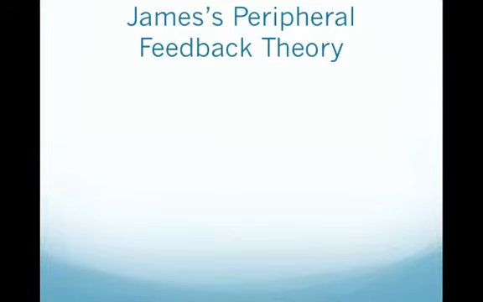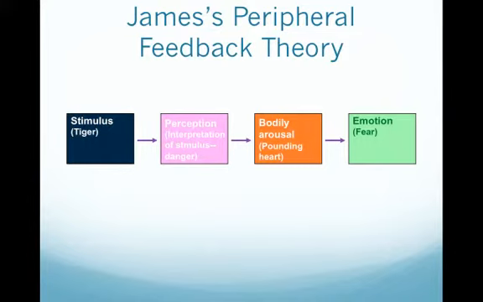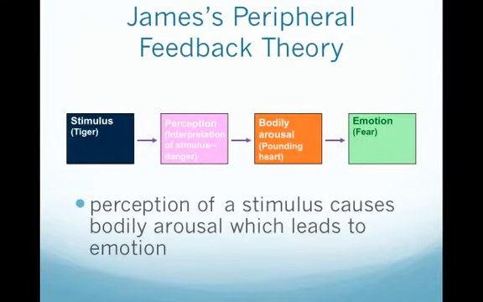But James' peripheral feedback theory showed that emotion results from bodily arousal rather than leads to it. According to this theory, perception of a stimulus causes bodily arousal, which leads to emotion. For example, when you see a tiger, you perceive it as a dangerous object. Your heart starts beating harder and your knees start trembling. Then you feel all these changes in your body, and you experience the emotion of fear.